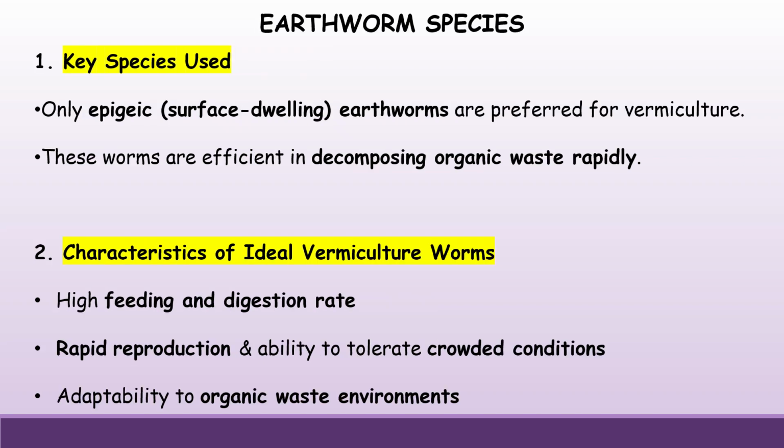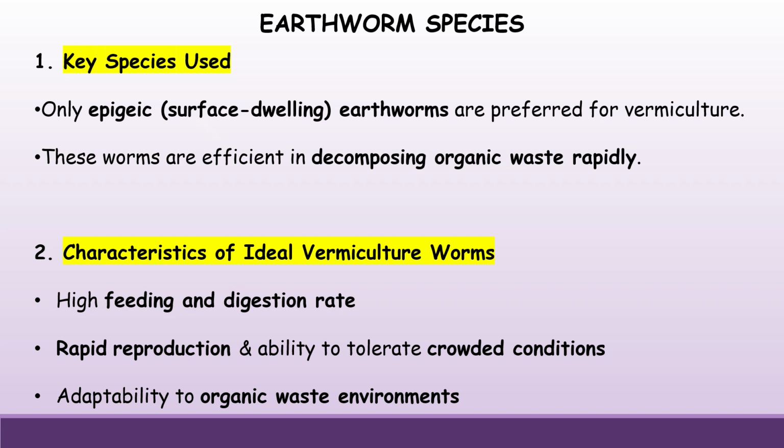Now coming to what type of earthworm species are supposed to be used for this technique, so we can easily generate a huge amount of vermicompost. There are some specific species that are used by farmers following this technique, and the type especially needed is the epigeic form of earthworms. That means the surface-dwelling earthworms are preferred for vermiculture, and these worms are very efficient in decomposing organic waste rapidly, at a high speed.